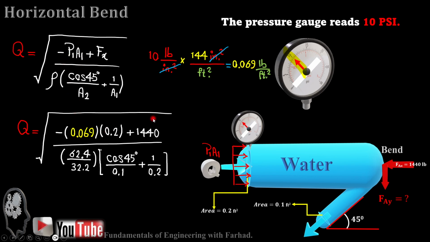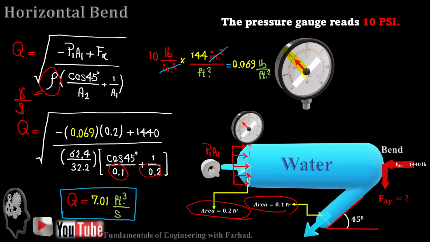This is our pressure. This is area 1, 0.2 feet squared, plus F sub x, which is 1,440 pounds, over rho. The density of water is equal to gamma over g. Gamma is 62.4, and g in US customary units is 32.2, and then the rest of the equation. This is A2, and this is A1, which are both provided.